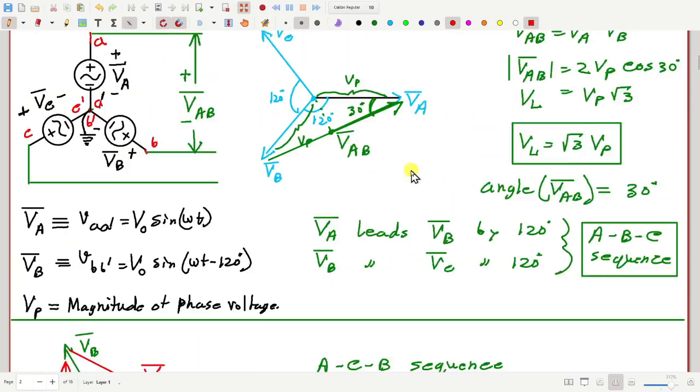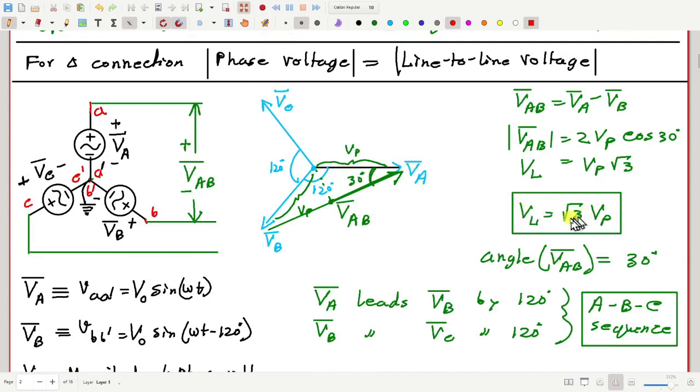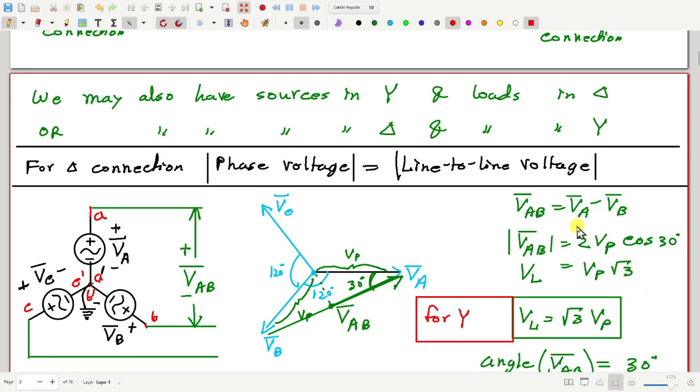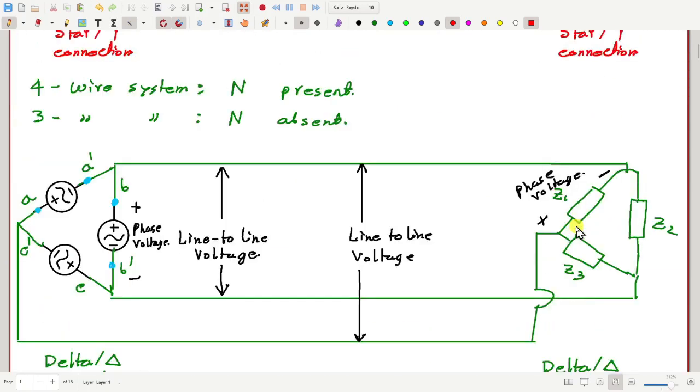Now the important thing that we have seen, that for star connection, for Y connection, line to line voltage is √3 times the phase voltage. And for delta connection, they are same. Line to line and phase voltages are same. Okay, so far?